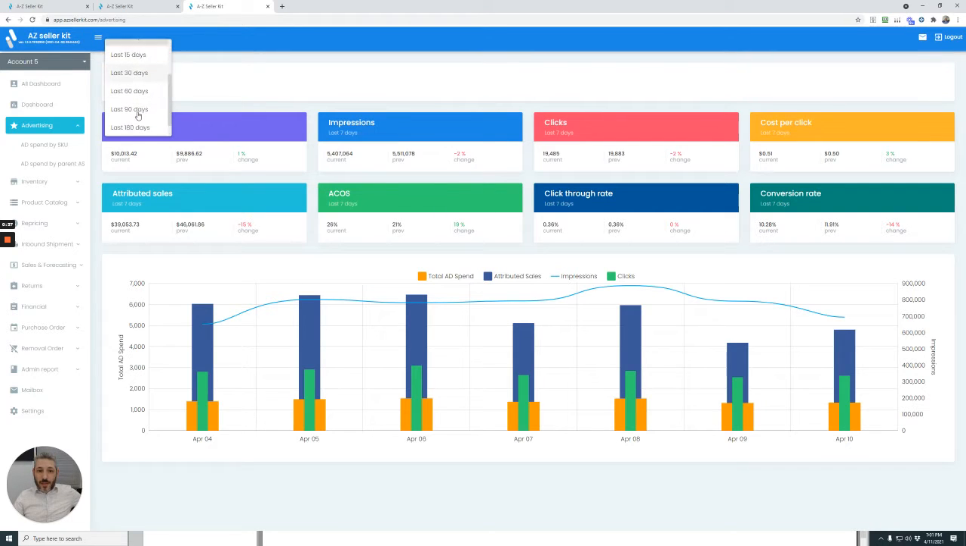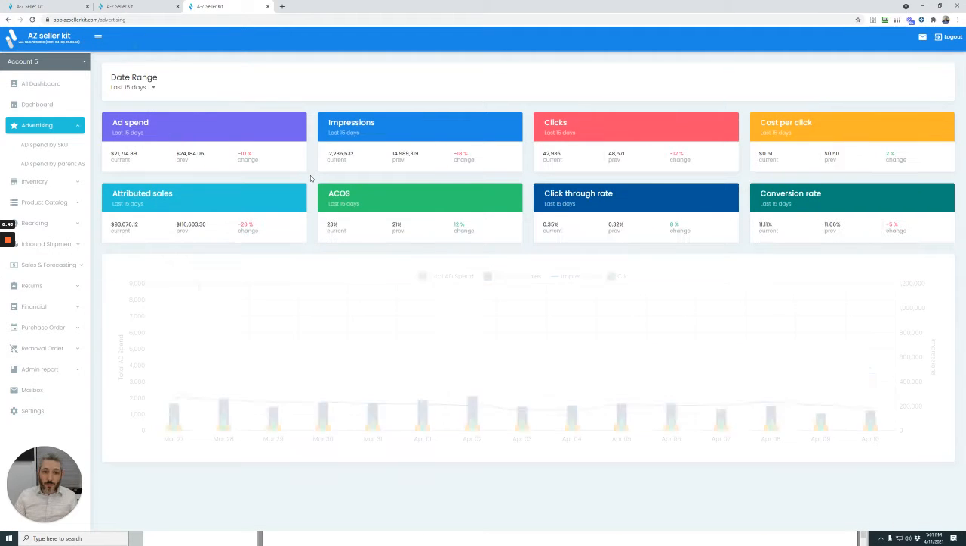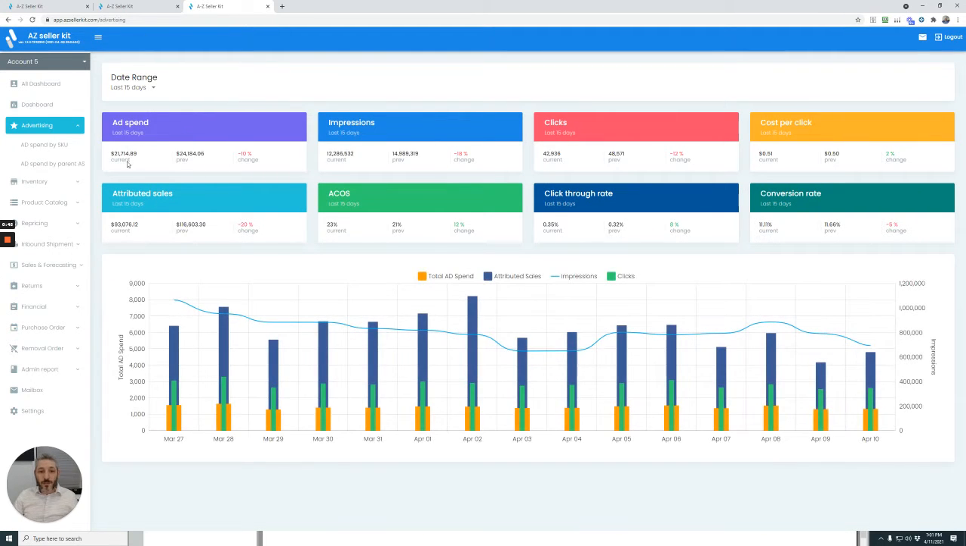You can select any date range that you want to see. We store all of the information and make it available to you historically. So if you click on the 15-day period, you'll see your current period's ad spend, your previous period's ad spend, and your change percentage. You can see if your ACoS went up compared to the previous period and by how much, what your click-through rates are, etc.